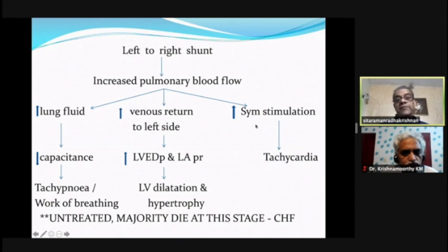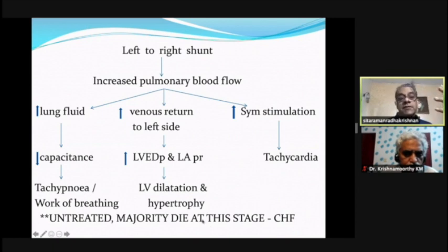Then, of course, you have increased sympathetic stimulation. These patients are invariably tachycardic. Now, one has to remember that if you don't treat a large left to right shunt, not all of them go on to develop Eisenmenger physiology. Many of them, in fact, I would say the majority, if they are untreated, would die at this stage of the natural history because of heart failure.